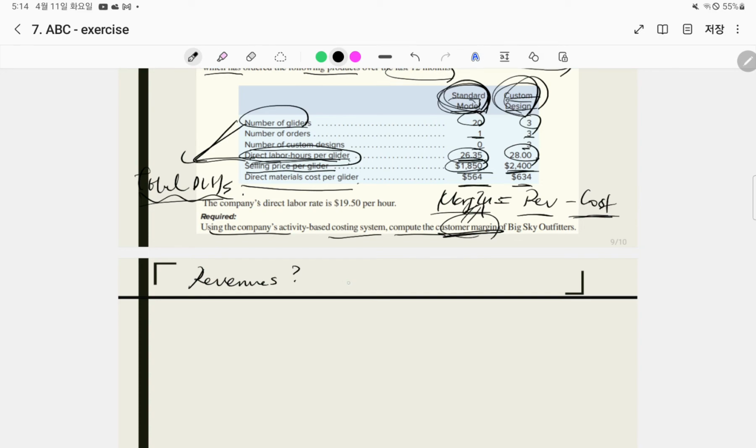Revenues here, $1,850 for the standard model, and we sold 20 standard model gliders, and $2,400 selling price for the custom design model, and we sold 3 custom designed gliders. So in total, revenues are $44,200. Okay.